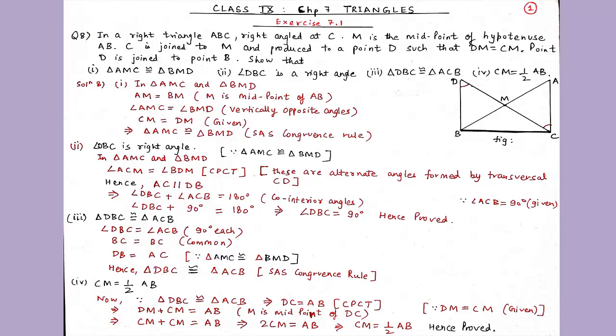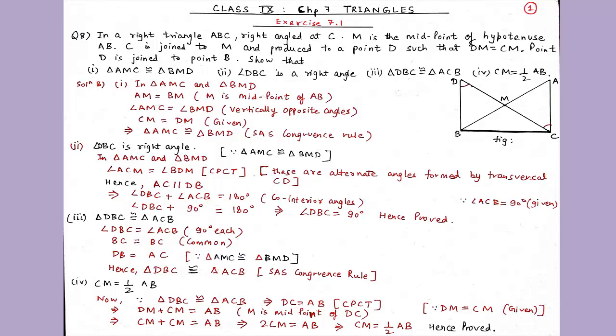Students, since we have already proved that triangle AMC is congruent to triangle BMD, if they are congruent, then from here we can say that angle ACM is equal to angle BDM by CPCT. As you can see, these two are alternate angles formed by transversal CD. So from here we can say that AC is parallel to DB.